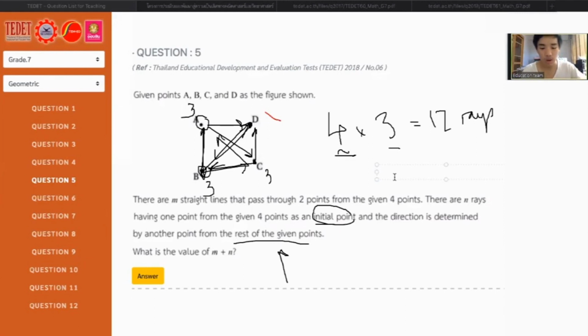I said that one line leads to 2 rays, right? So same thing here. If I have 12 rays, that should be equivalent to 6 lines. Remember, 2 rays will give me a line, and 1 line will give me 2 rays. So if I start here and I get 12 rays, I will get 6 lines. If I get 6 lines, that's m. 12 is the other one. Add them up together, you get 18.